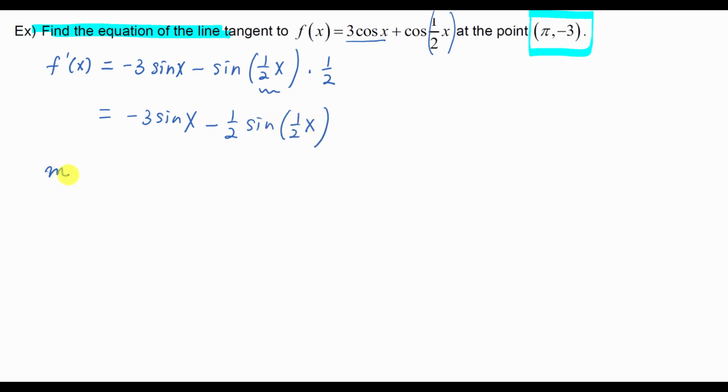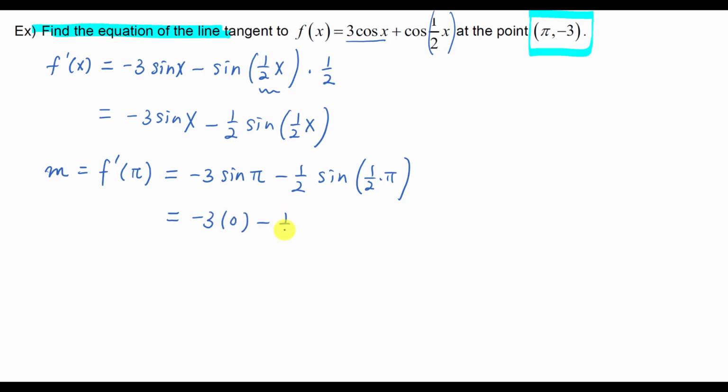So my slope m at x equal to pi is f prime of pi. So plug in pi for every x you see. Negative 3 times sine pi minus 1/2 sine of 1/2 times pi, which is pi over 2. So then that's equal to negative 3 times sine of pi, which is 0, right? So that will be 0 minus 1/2 times sine of pi over 2, which is 1. So 0, subtract a half, which is negative 1/2. So I found the slope. The slope is negative 1/2.